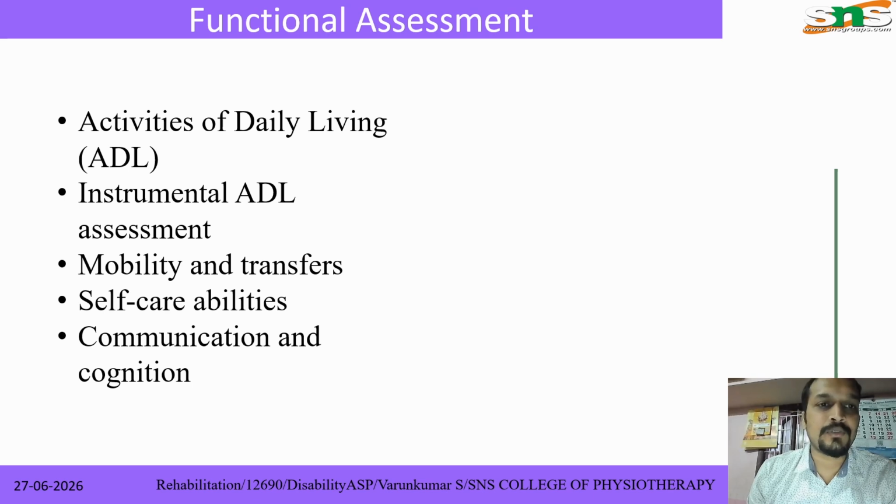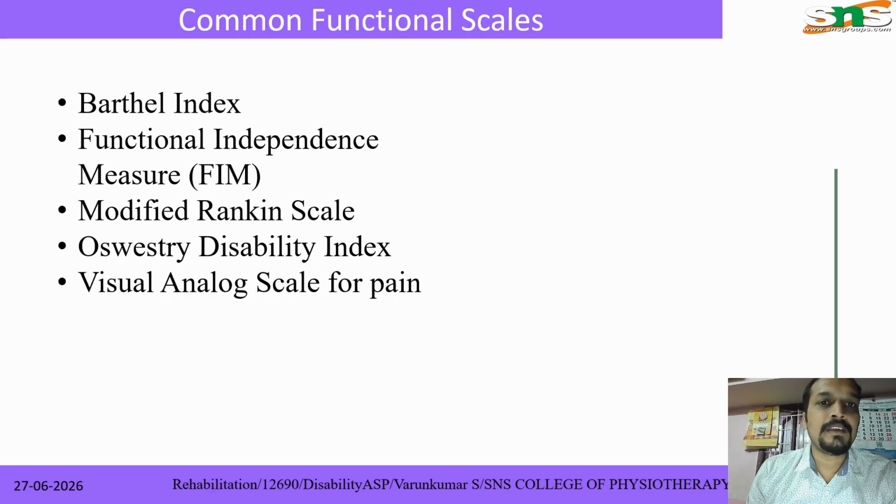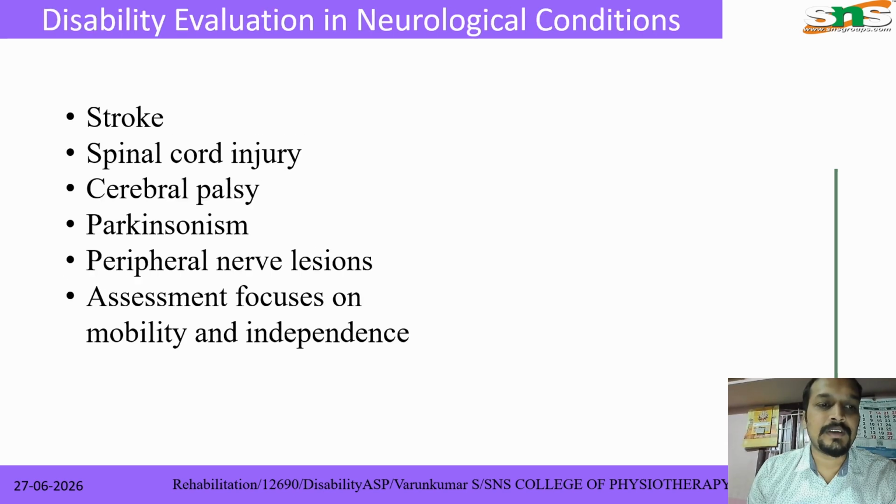In the functional activities, we go with ADL, whether the patient does instrumental ADL, mobility and transfer by themselves or with attenders, then self-care abilities like grooming, dressing, eating, etc. And then we have to evaluate the communication and cognition of the patient. There are different common functional scales which are useful for the evaluation of disability. These are some basic ones: the Barthel Index, Functional Independence Measure, Modified Rankin Scale, the Oswestry Disability Scale, and the Visual Analog Scale for pain.